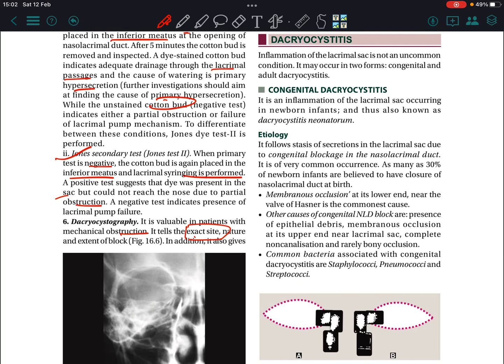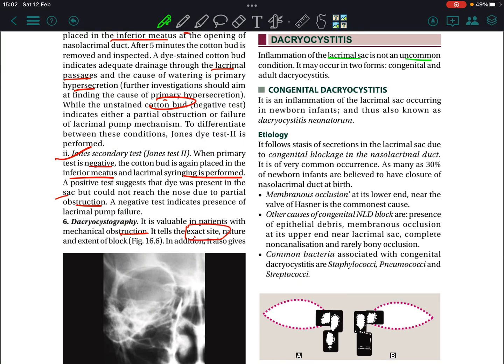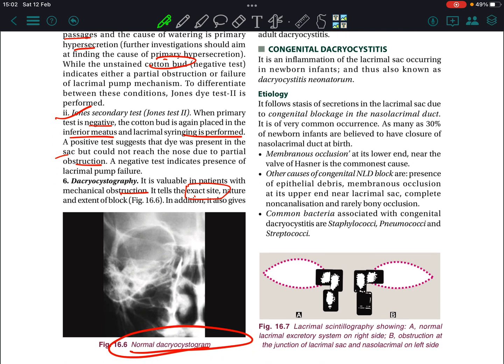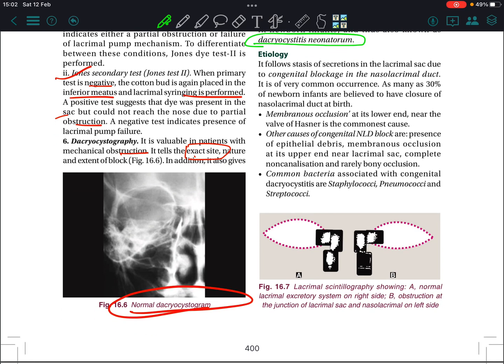Then dacryocystitis. Dacryocystitis is the inflammation of the lacrimal sac and is not an uncommon condition. Congenital dacryocystitis is an inflammation of the lacrimal sac occurring in a newborn infant and thus is also known as dacryocystitis neonatorum. Etiology: it follows stasis of secretion in the lacrimal sac, and it is very common.